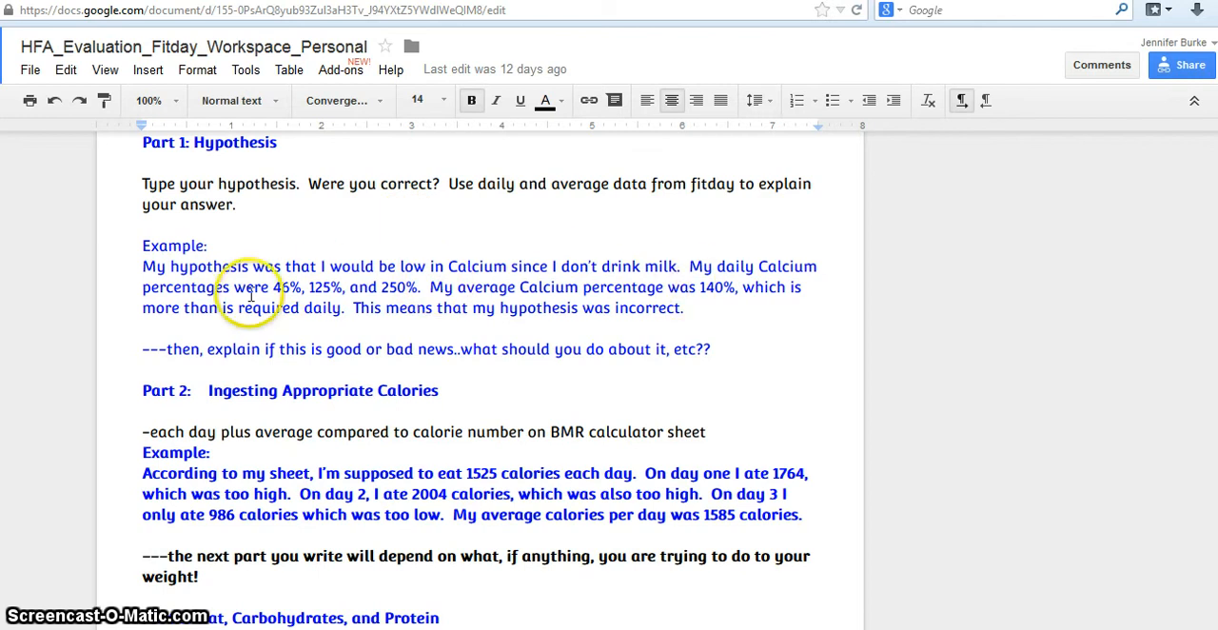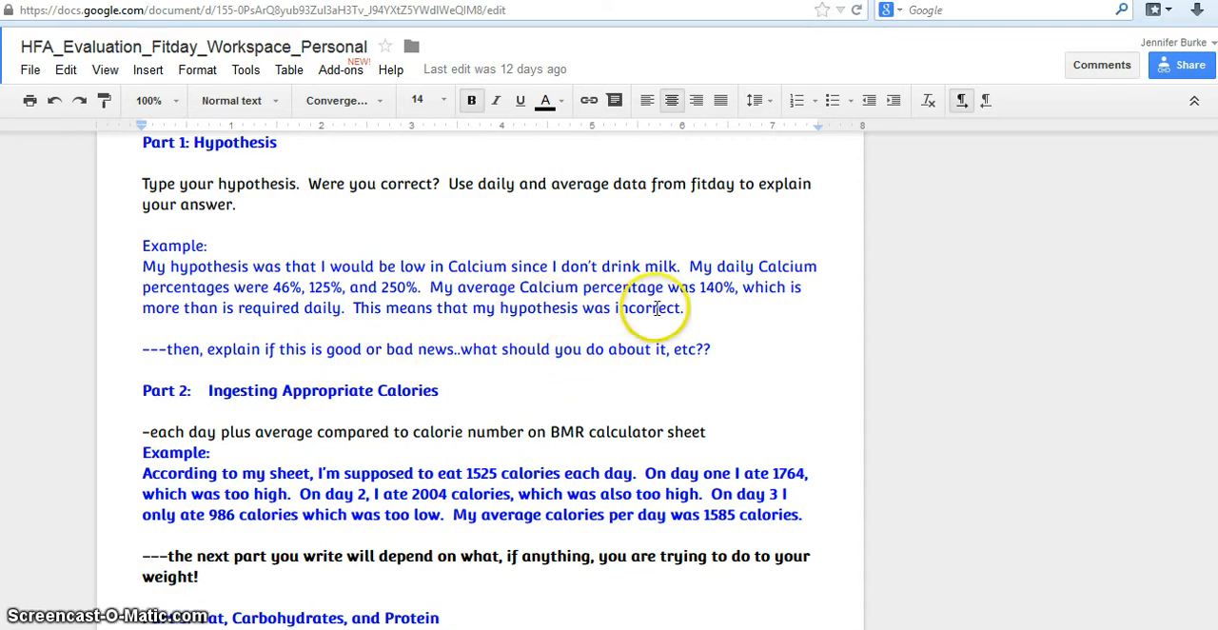Imagine these were your calcium numbers. You include your daily numbers. They may be percentage RDA of a vitamin or mineral. They may be number of servings in a food group. They may be number of grams of fat, carbs, or protein. In any event, you will give me your daily data and your average number, and then you will explain whether your hypothesis was accurate or not, and then interpret that.